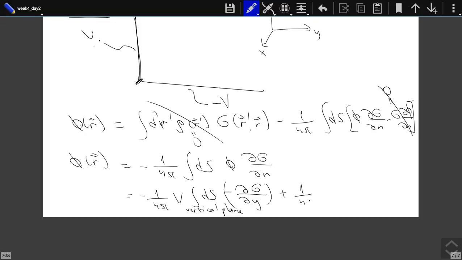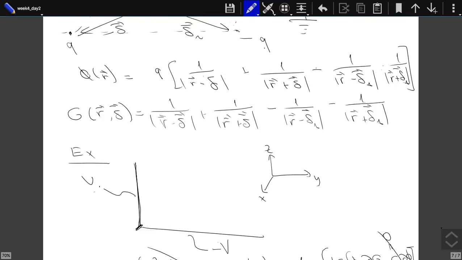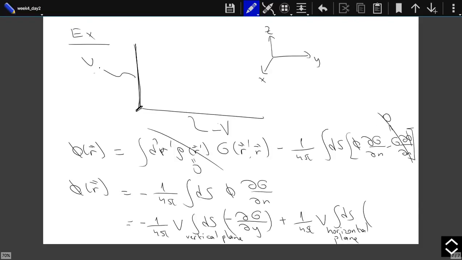And my plus 1 over 4 pi times v ds, the lower plane, horizontal plane, of, for the horizontal plane, what is the n direction? Minus z. So that's it. We know the potential. Well, if we can evaluate these integrals analytically, great. If we cannot, just tell the computer to do it numerically. And we know the potential everywhere without solving any differential equations.